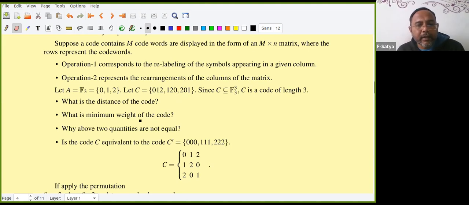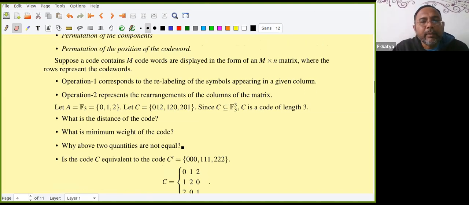So these are clear, right? Now let us see, is it equivalent to this code? That is the question I asked. So what is the code given? I'm just putting it in a matrix. This is what I told you, M cross N. M is the cardinality, the size of C. So there are 3 code words, and N is also 3 here. So it becomes a 3 by 3 matrix.